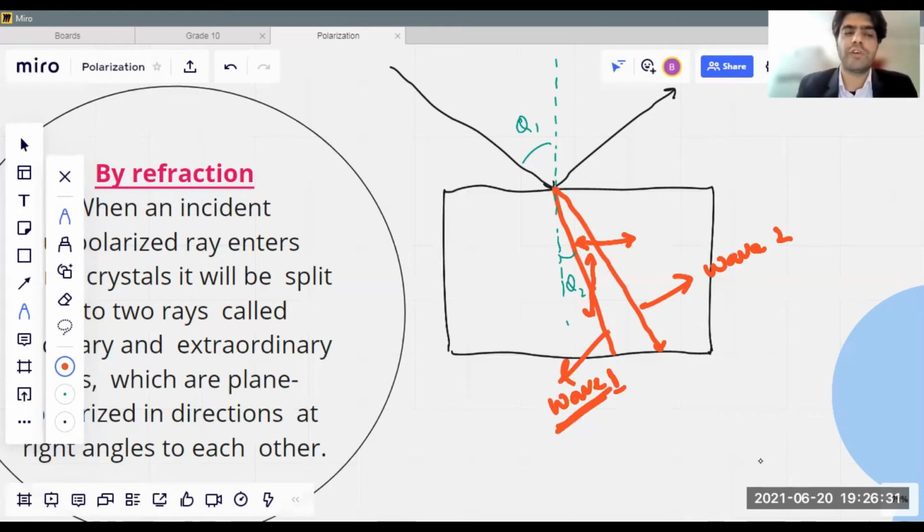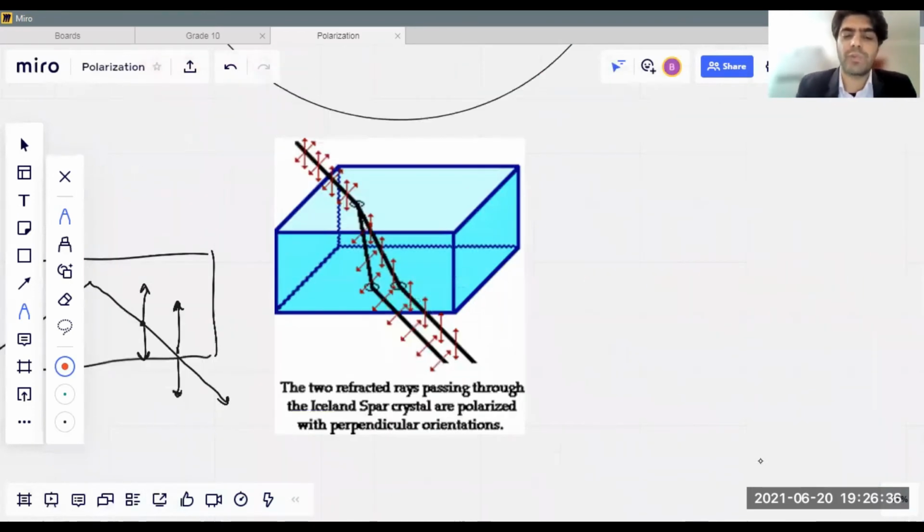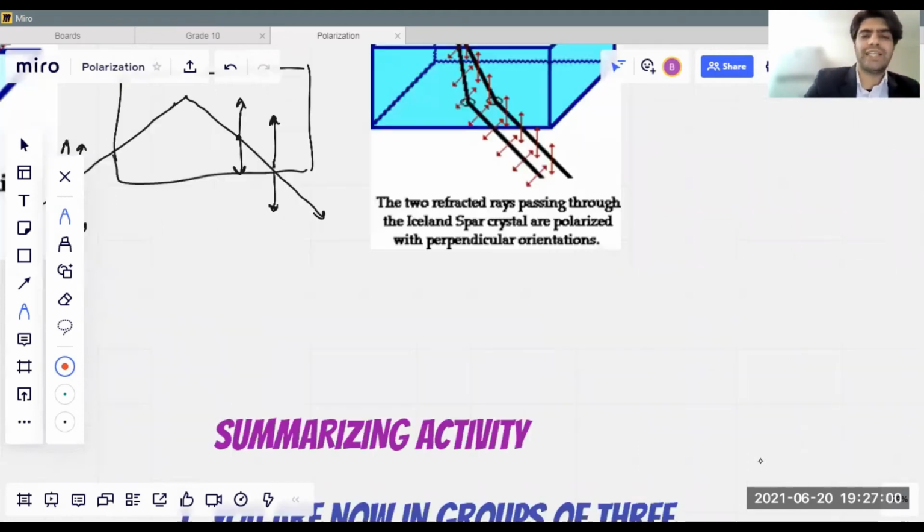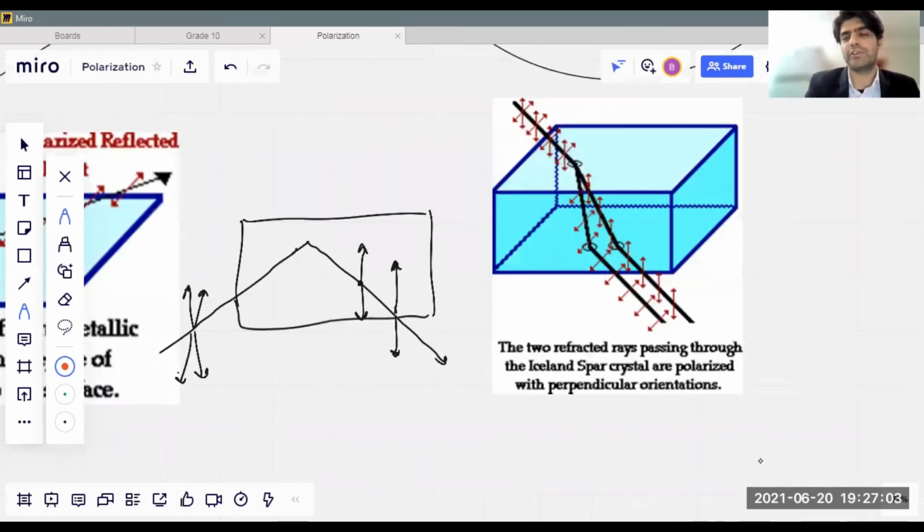This is a bit of a review of the polarization methods. Here you can see the example as well. When two rays are refracted, they pass through the Iceland spar crystal. As I mentioned, we are using a crystal to check the refraction method. When the rays are polarized by this crystal, you can see two rays being transmitted. One wave is transmitted alongside the plane surface, and the other one is polarized vertical to the plane surface. So that is how the different methods of polarization take place.